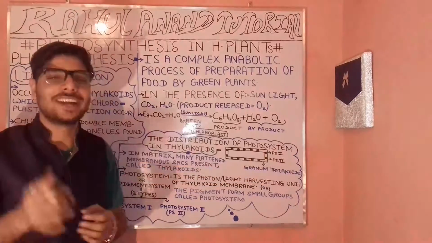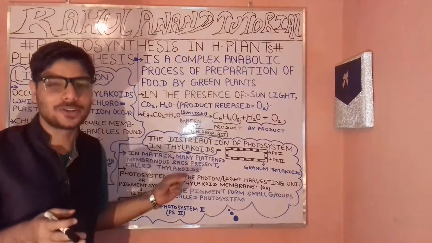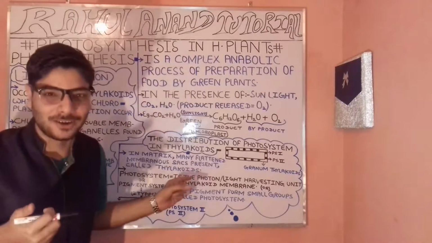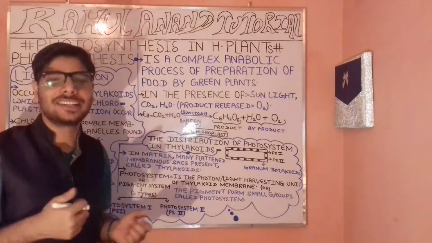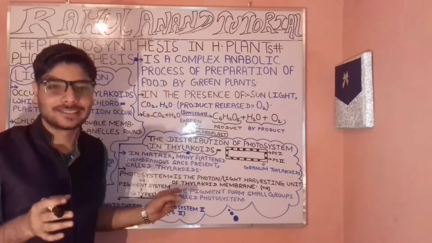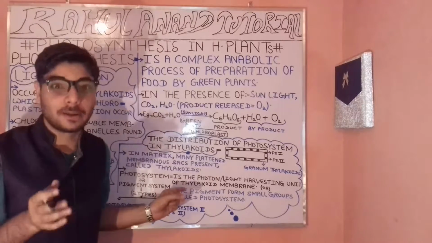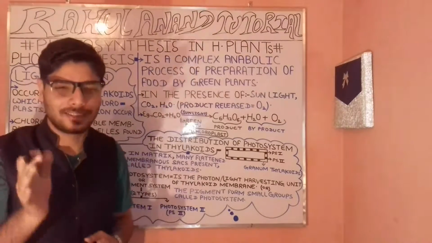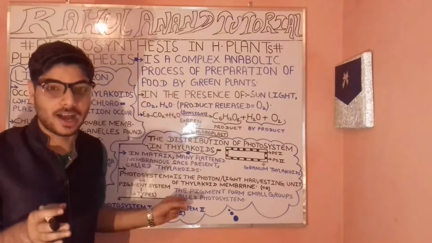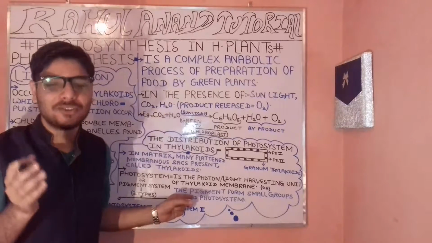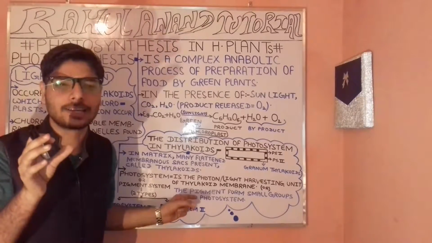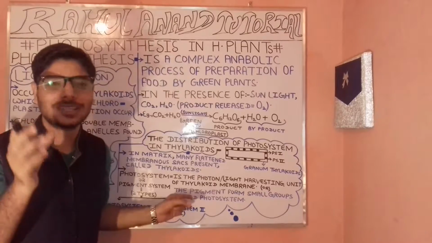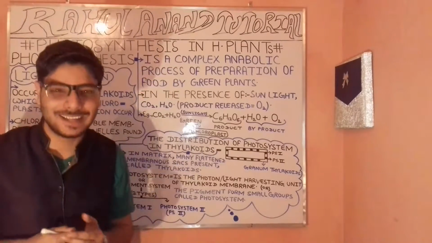Let's understand the distribution of the photosystem in the thylakoids. So what are thylakoids? In our matrix or stroma, we have many flattened sac-like structures. These are known as the thylakoids. In our stroma as well as the matrix, we have many flattened sac-like structures, and these are known as thylakoids.